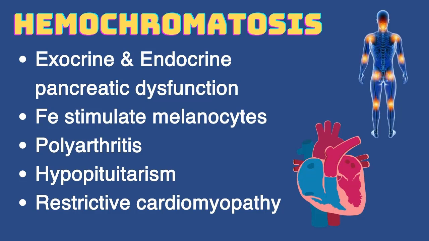And it also can deposit in your skin and give you that bronze look. It should actually be that iron look, because it's not bronze. It's a combination of iron deposited there and iron stimulating melanocytes. So it's a combination of increased melanin pigmentation and iron. It can go into your joints and produce osteoarthritis. It can go into the pituitary, produce hypopituitarism. It can go anywhere it wants. Go into your heart and produce restrictive cardiomyopathy.